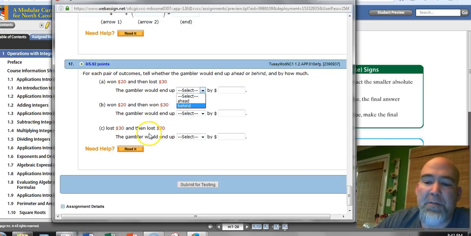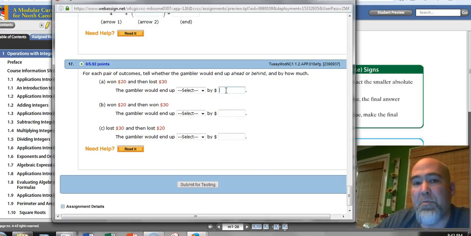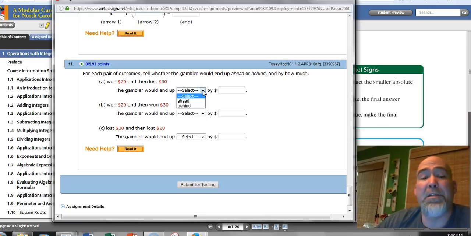And so they have a couple different scenarios for you to figure out. Again, make sure you're not putting a positive or negative number here. You're just putting ahead or behind to account for the positive or negative value.